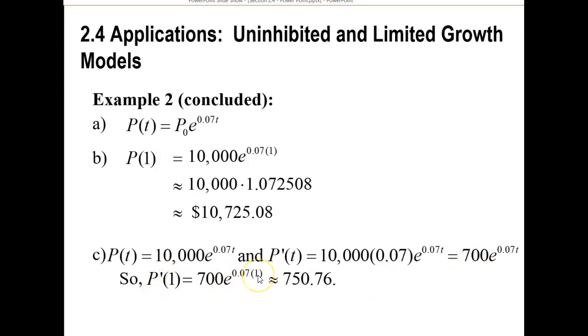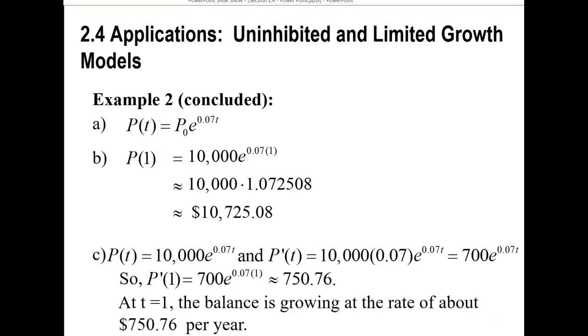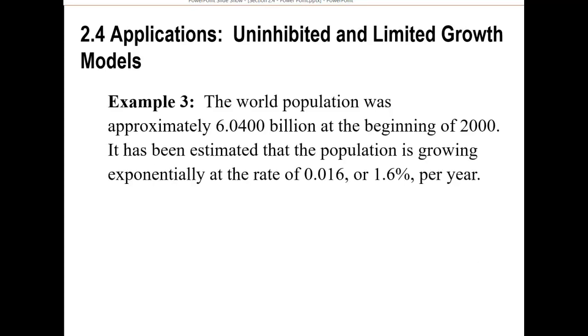Now we're just going to plug 1 in for t and then evaluate that using your calculator. You should get 750.76, which means at t equals 1, the balance is growing at a rate of about $750.76 per year. So any rate of change is represented by the derivative of our function. All right, we'll do another example.